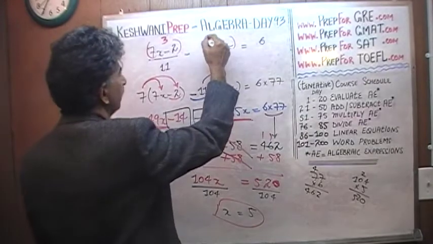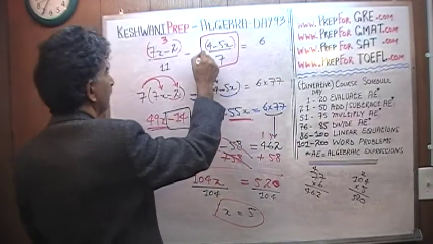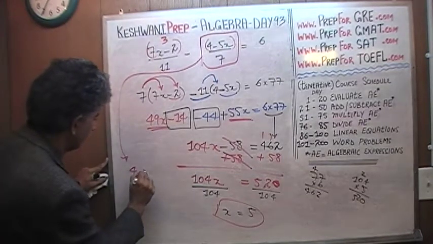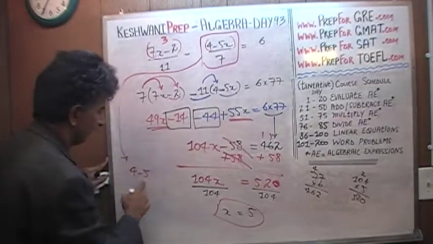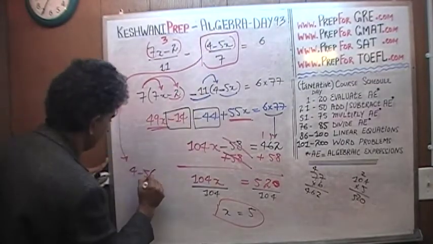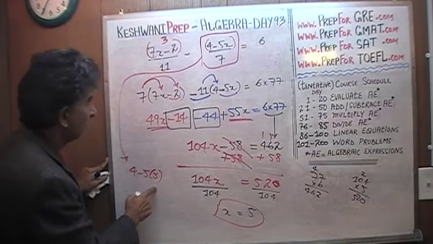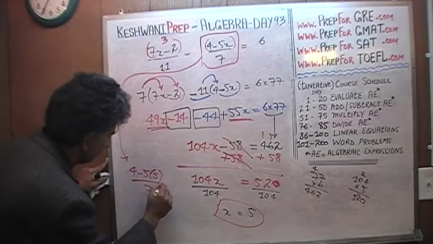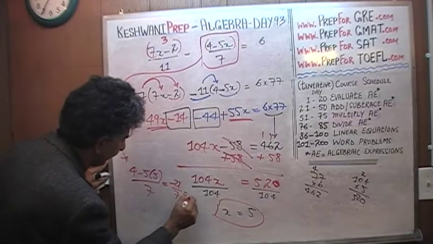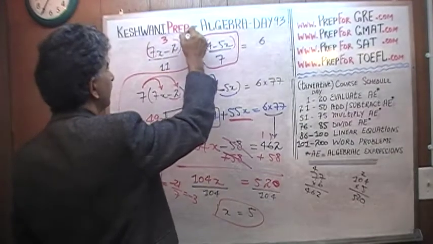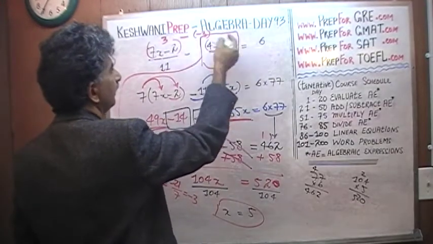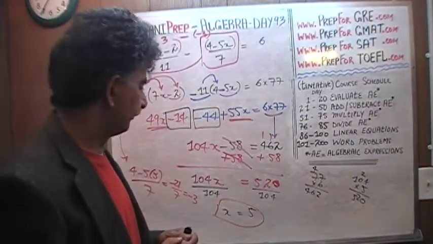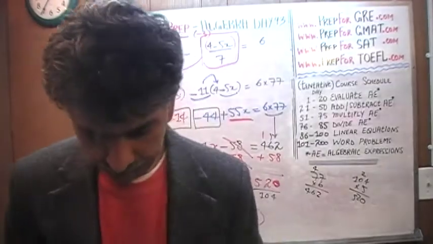Let's do this part here. 4 minus 5x, and x is 5. 4 minus 5 times 5 is 4 minus 25, which is negative 21. Negative 21 over 7 is negative 3. Voila. So we get 3 minus a negative 3, which gives us the 6 that we need. It works. It holds. It is true.